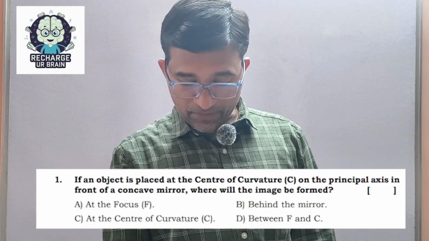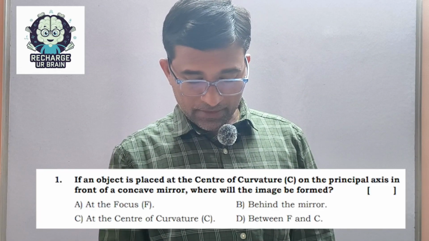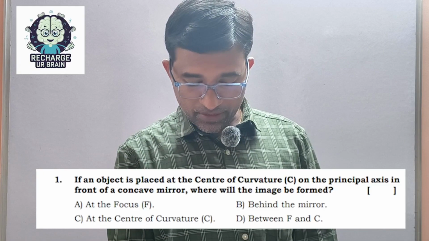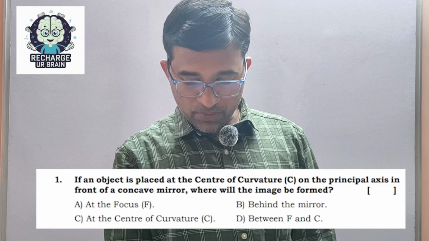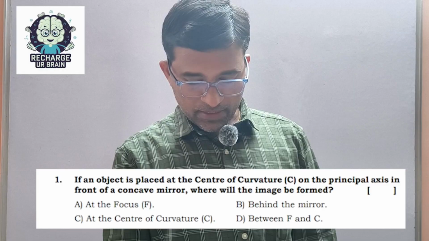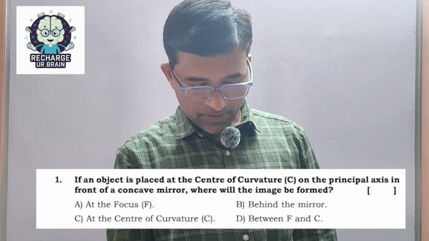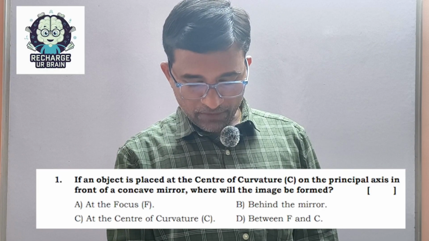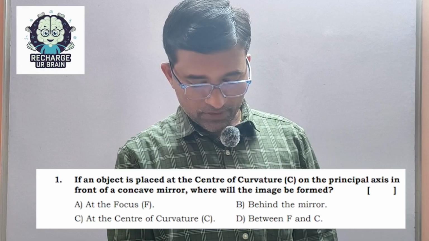The first bit is: if an object is placed at the center of curvature on the principal axis in front of a concave mirror, where will the image be formed? For this, the right option is C, at the center of curvature. That is the right answer.